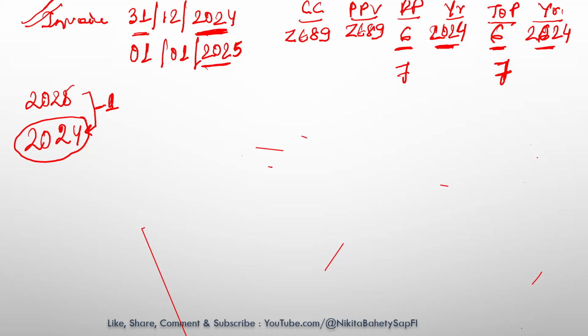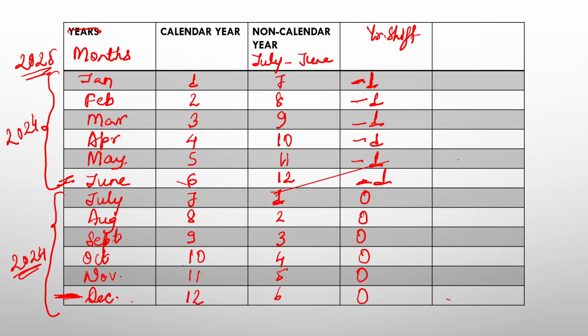What is the instruction given in the fiscal year variant? In the fiscal year variant, the instruction is that we have to shift minus 1. We have to go back to the previous year. We have to deduct 1 from the current fiscal year. So if the current fiscal year is 2025, we have to move 1 year back, right? We have to minus 1 from the current fiscal year, which gives 2024.